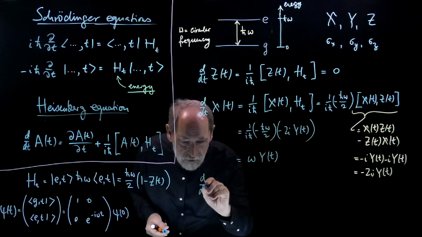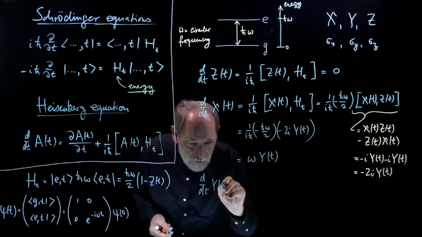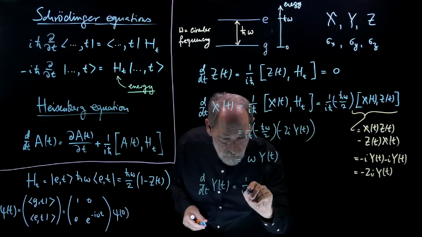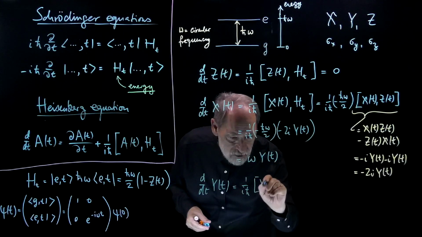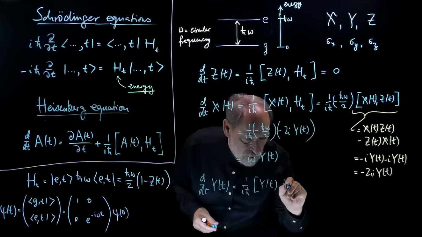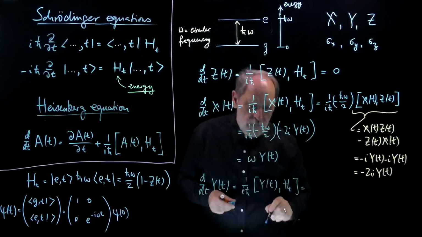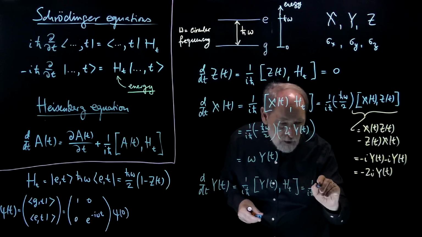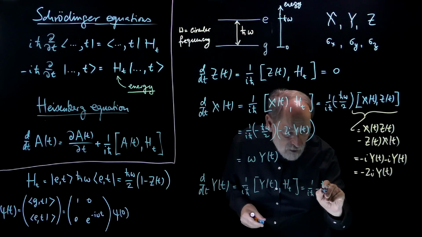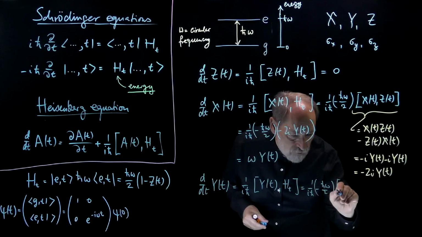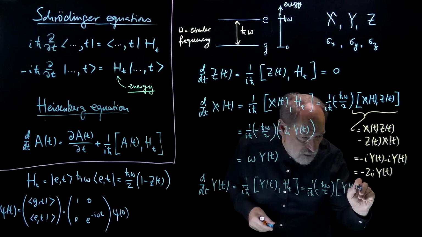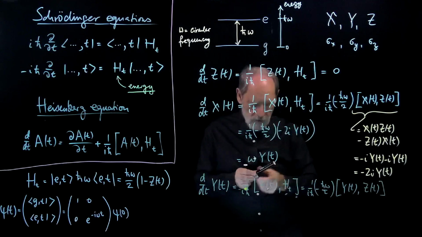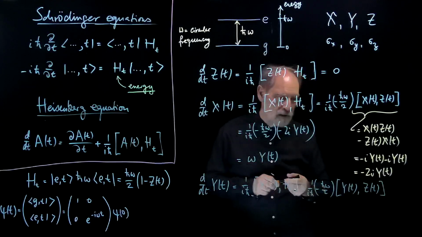Now we look at the time derivative of y of t, and that's the same procedure, only that it's now y of t and the Hamilton operator. Again, we have 1 over I h bar, we have negative I omega half, and then we have y of t and z of t. And here we have to deal with the commutator of y and z.